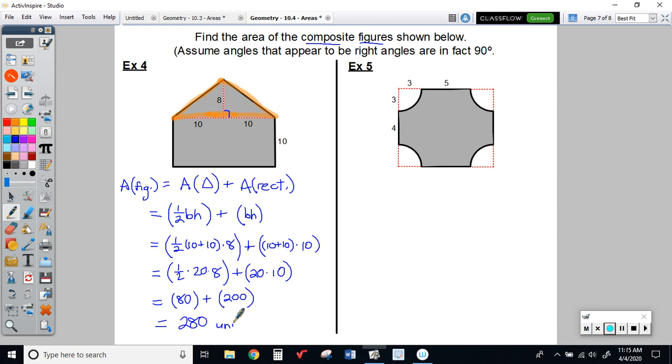And no units are given, but I'm going to write the word units squared. If there's no units given, if you're one of my students, I'm okay if you just write 280 if it was a short answer for your response type question.